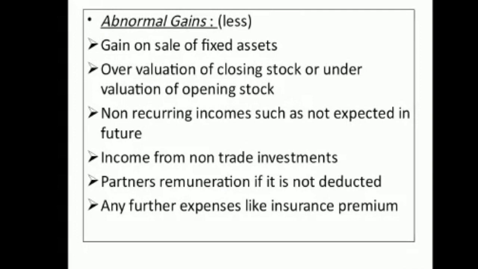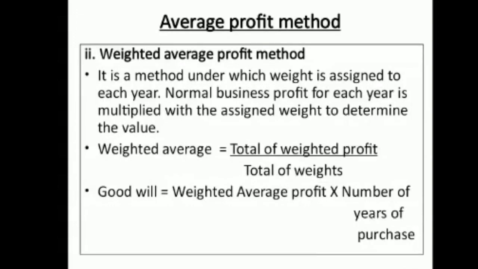Any insurance premium that you are going to earn in that particular year has to be deducted, because it is considered to be an abnormal gain. Now I think you are very clear about abnormal gain and loss, so we can go directly to the method, like the average profit method.